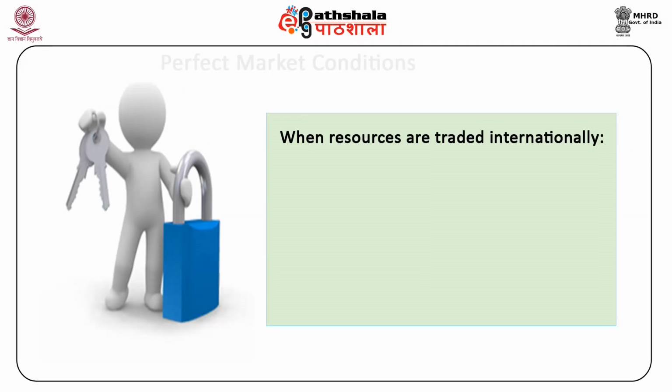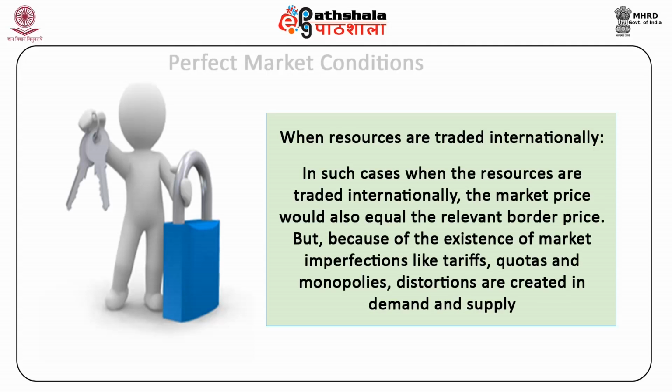When resources are traded internationally, the market price would also equal the relevant border price. But because of the existence of market imperfections like tariffs, quotas, and monopolies, distortions are created in demand and supply, and there is little chance that the market will reflect the true economic value and cost of inputs and outputs.